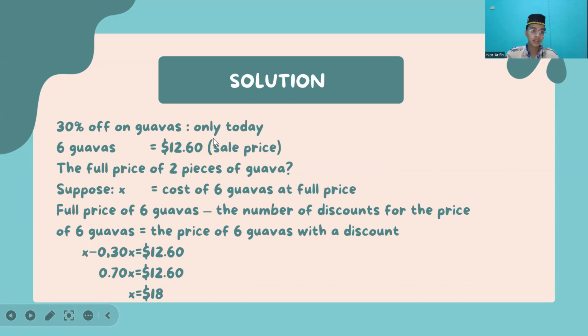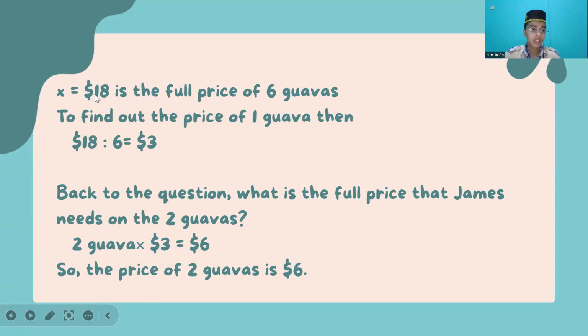30% off on guavas only today. 6 guavas equal $12.60 sale price. The full price of 6 guavas, suppose X. X is the cost of 6 guavas at full price. Full price of 6 guavas minus the discount amount is the price of 6 guavas with a discount. X minus 0.30 X is $12.60, and we have X is $18. So X, $18, is the full price of 6 guavas.